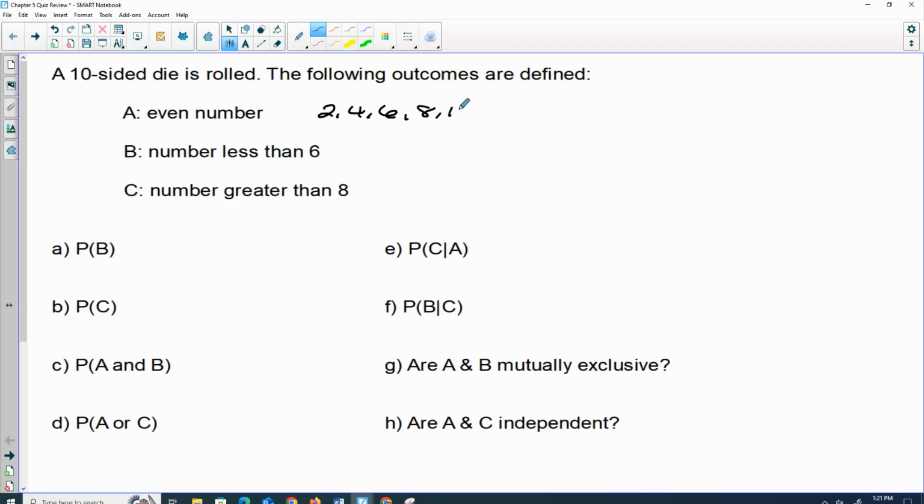And we would have 10, right? Because a 6-sided die starts at 1 and ends at 6. A D10 has a 0, not a 10. Oh, that's okay, sorry. Event B is a number less than 6. So 1, 2, 3, 4, or 5.